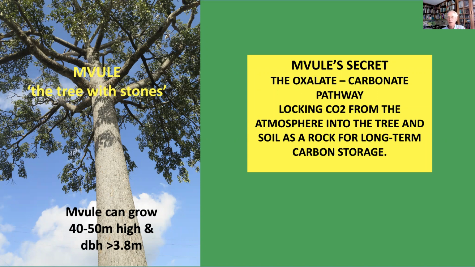Well, it's got something the scientists call the oxalate carbonate pathway. That locks CO2 from the atmosphere into the tree and the soil as a rock for long-term carbon storage, because that rock is calcite and calcium carbonate. In other words, it's like the chalk downs in England, which are a huge carbon sink. But the tree is doing this naturally. And there are very few trees which scientists have found which can do it to the extent that the Mvule can. In fact, the Mvule at the moment is the most important tree with this process.